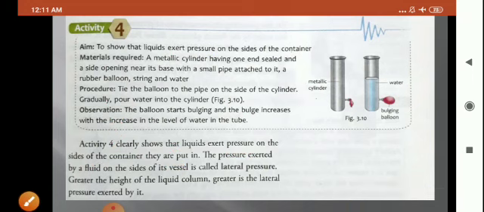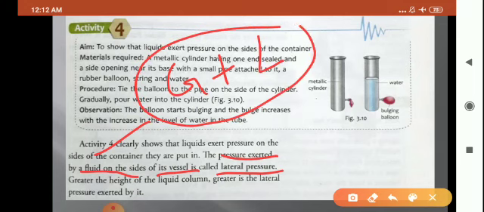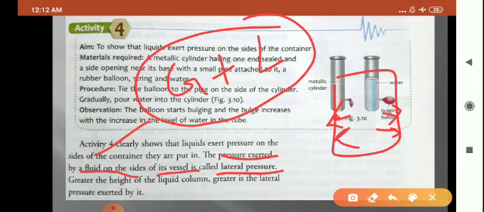Now a very important definition is given here. The pressure exerted by fluids on the sides of its vessel is called lateral pressure. Now fluid, you know that gases and liquids, they both together are known as fluids. So the pressure exerted by either gas or liquid on the sides of the vessel is known as lateral pressure.